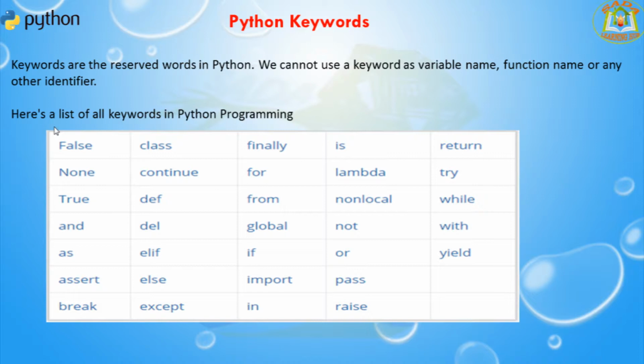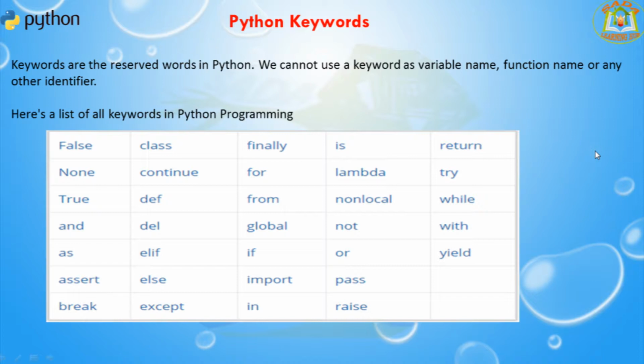Here is a list of all keywords in the Python programming language: False, None, True, and, as, assert, break, class, finally, is, return, continue, for, lambda, try, def, from, nonlocal, while, global, not, with, else, if, and all. These are all the keywords available in the Python programming language.